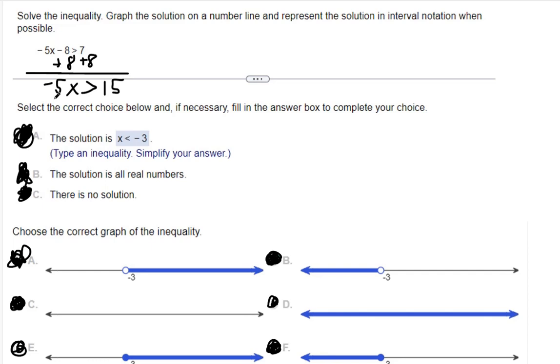You want to do the opposite of multiplying by negative 5. So divide negative 5 from both sides. And when you multiply or divide both sides by a negative in an inequality, you've got to flip the inequality symbol. So it should look like this now.